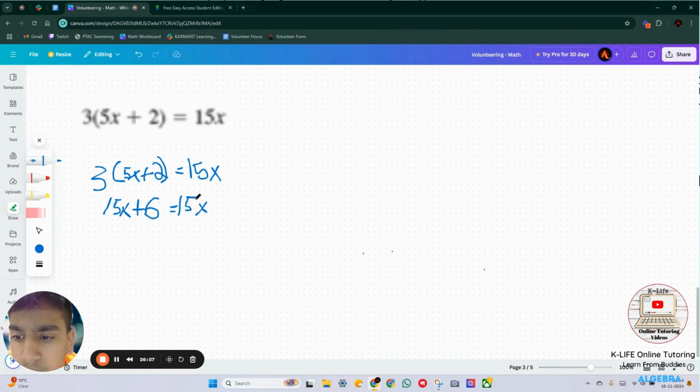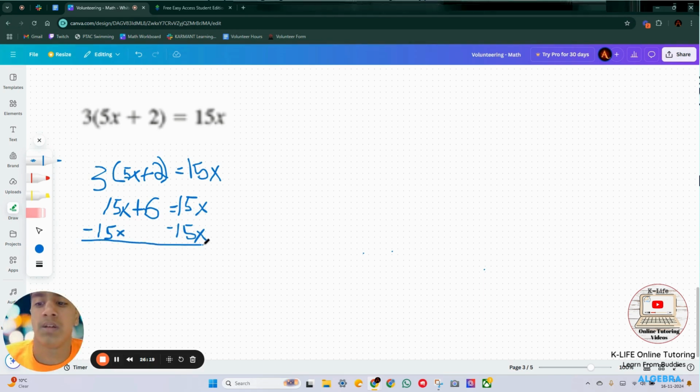So now I do negative 15x on both sides, and then I get 0x. Yeah, sorry. Oh wait, I actually did it wrong. It's gonna be 0x over here and 6 over here. I should have actually started from here because I want to put it on this side. Okay, equals 6.